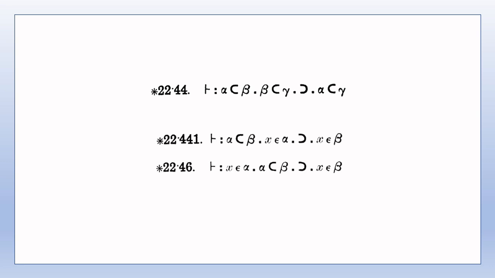22.441 and 22.46 give an idea of how the concepts of class inclusion and membership relate to each other. The set of postulates stated on page 218 is a set of postulates suggested by Huntington, which could be taken as a possible set of postulates which would give rise to the algebra of logic.